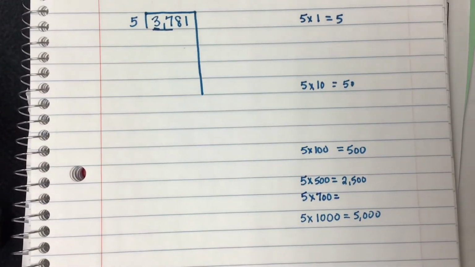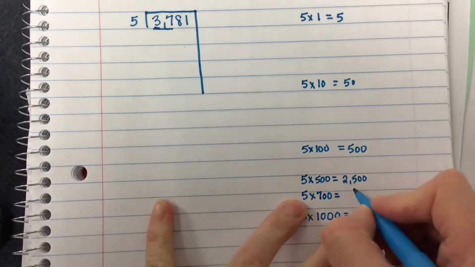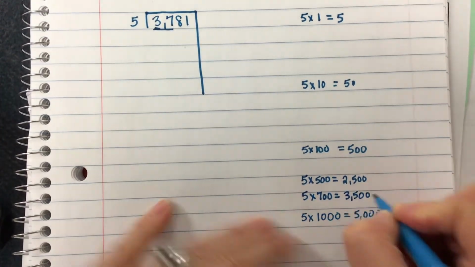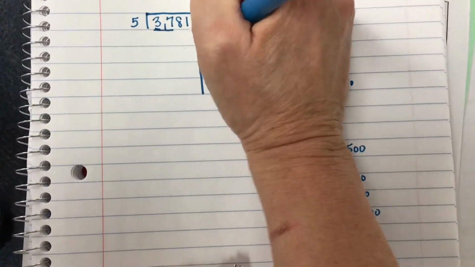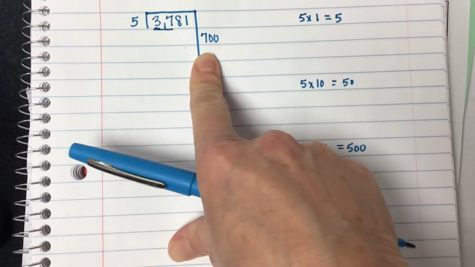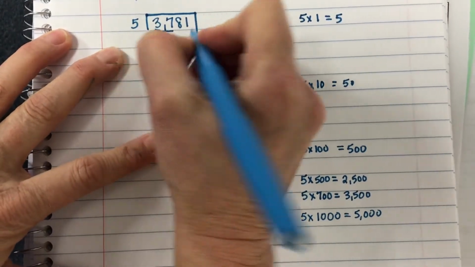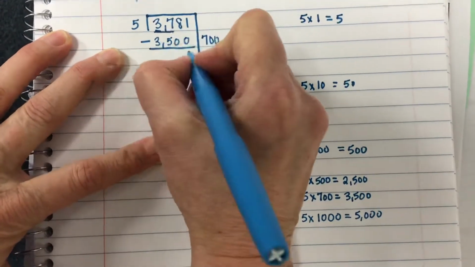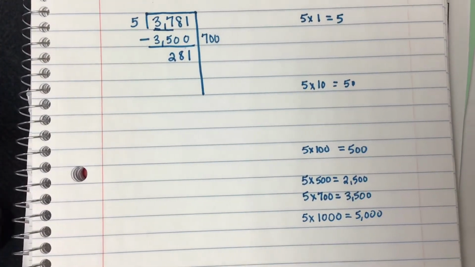So let's try 5 times 700 over here. What's 5 times 700? Lucy? 3,500. Can I subtract 3,500? Yes. Okay, so I am going to subtract 5 700 times. That 700 then is a partial quotient. 700 times clues me in that I need to multiply 700 times 5. And then I subtract and I have 281.